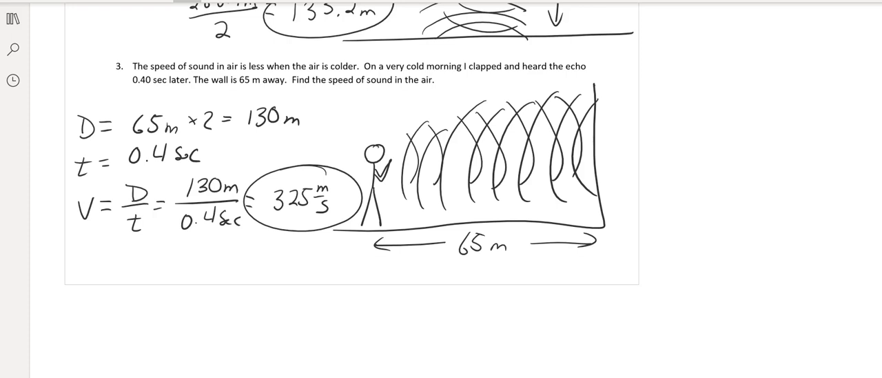So we're using that equation: velocity is distance divided by time. In each of these three types of problems, one solving for distance, one solving for time, and in this case solving for velocity, we need to make sure that you take the factor of 2 into account in the appropriate way. And I think the best way to do that is to make sure you draw a diagram.